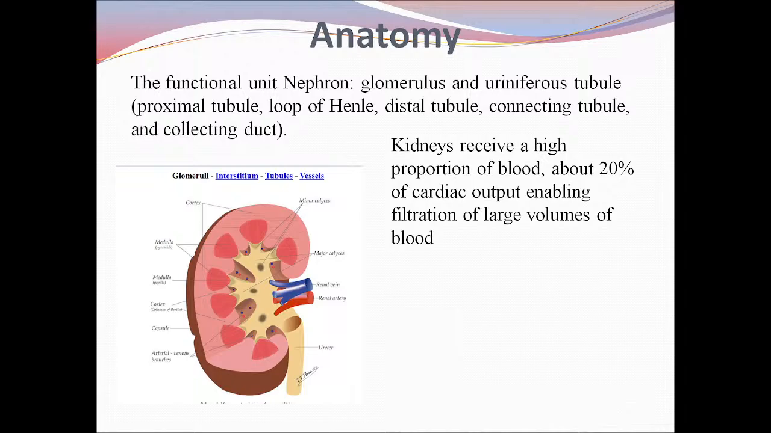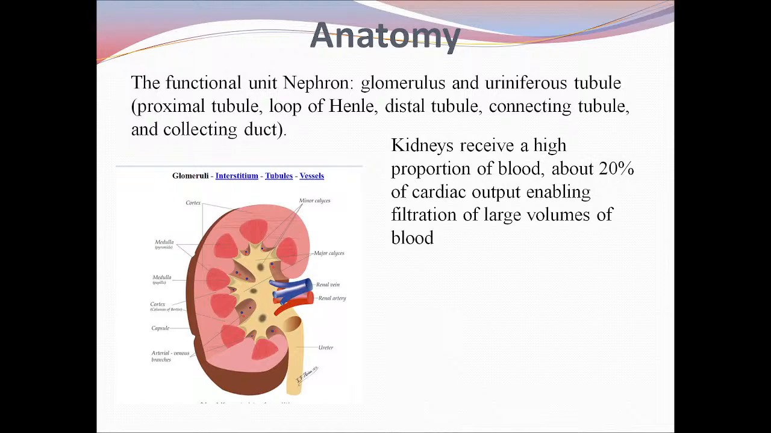1 million. So the nephron, which is the basic functional unit, consists of the glomerulus and the uriniferous tubules, which have the proximal tubule, loop of Henle, collecting tubules and the collecting duct. All of these are required to maintain renal function, but today we will be focusing on the glomerulus, or glomerular pathologies.